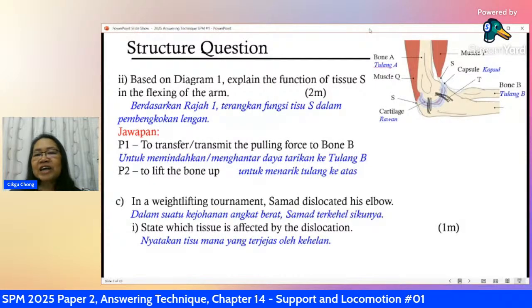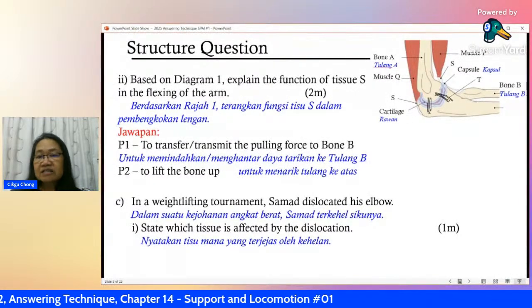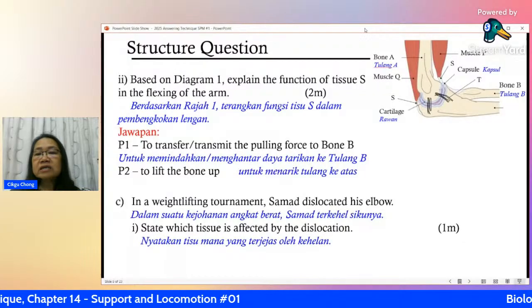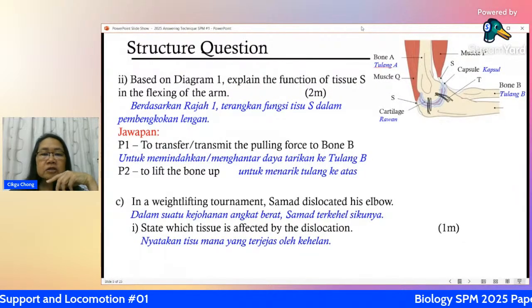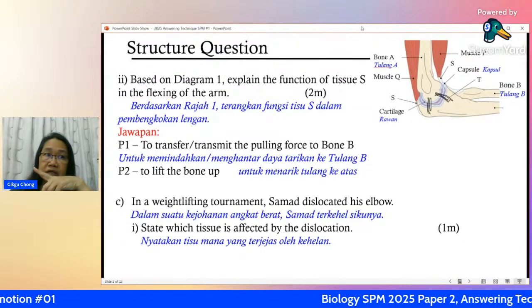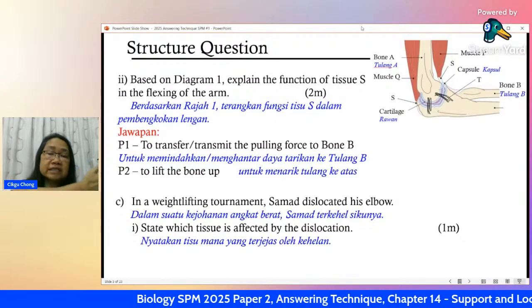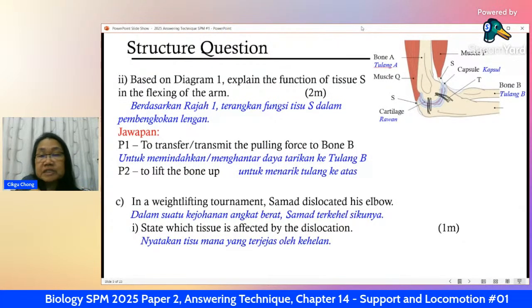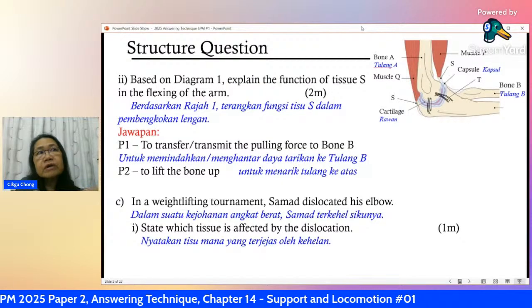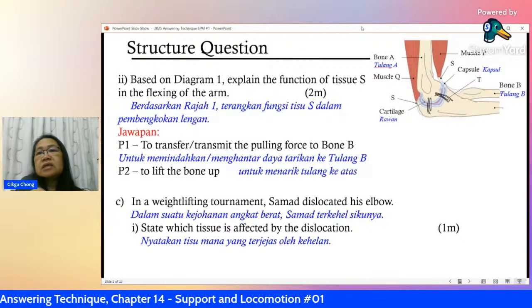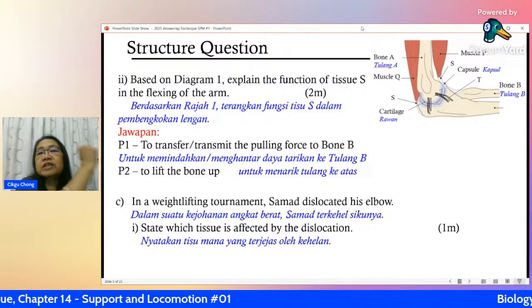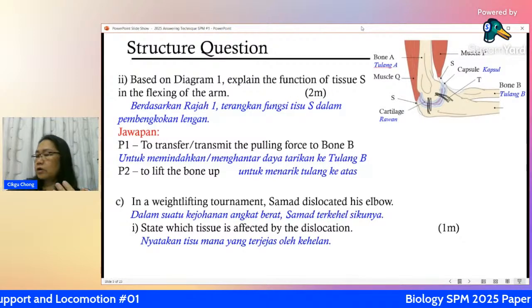Yes, good. Correct. Ligament is affected. Correct, JP. Ulna is the one that is at the bottom. So the one you're talking about, bone B, is actually the radius. Radius is on top. Ulna is the one at the bottom. So you have to be specific, because when you pull up your arm, you're actually pulling up the radius.